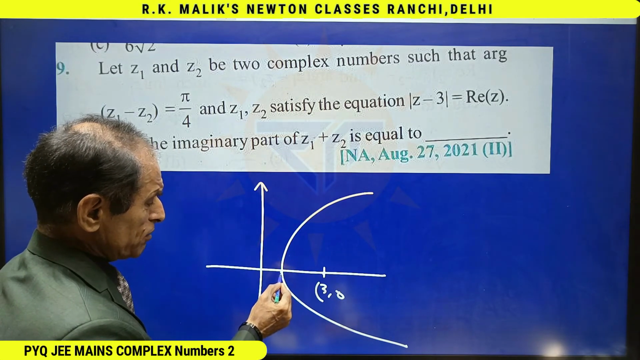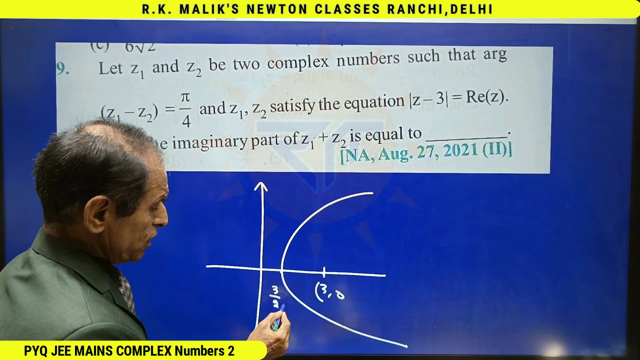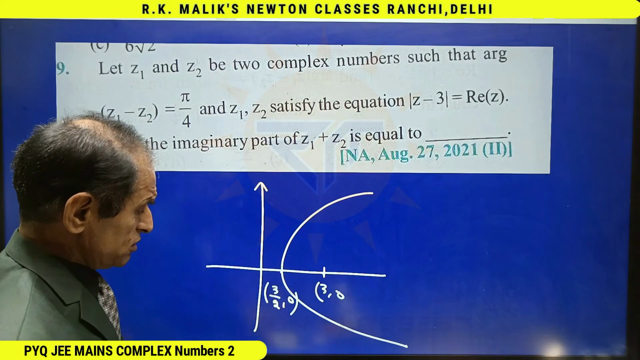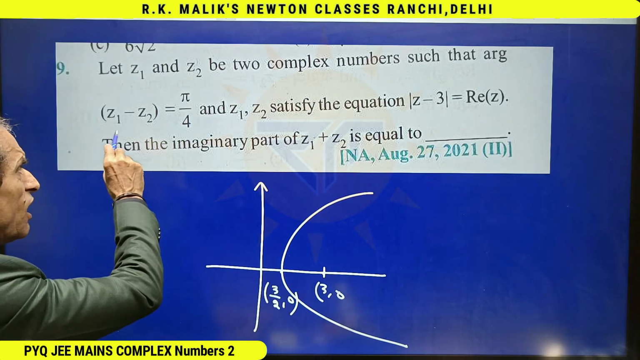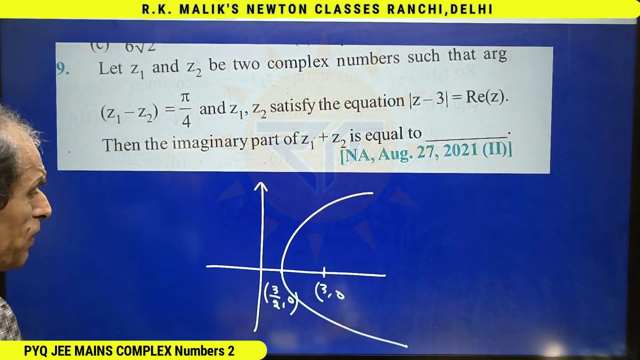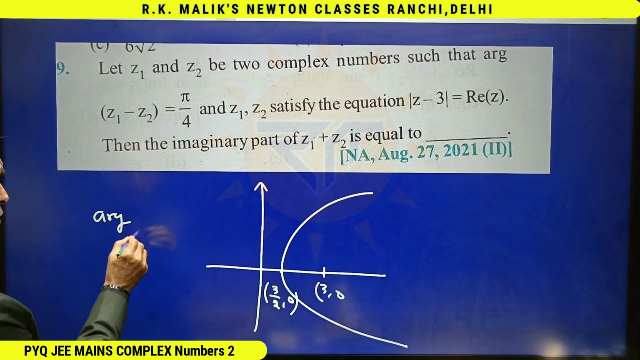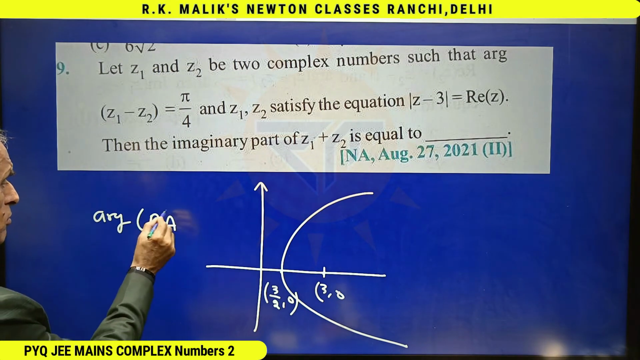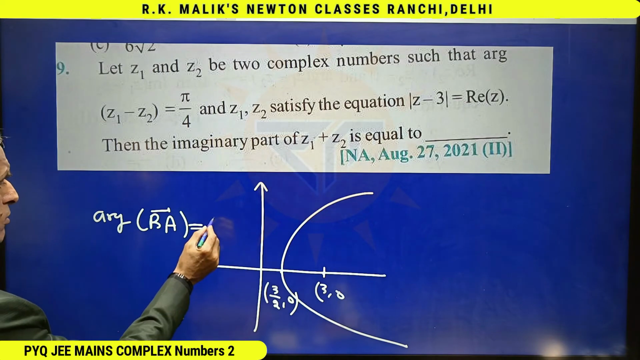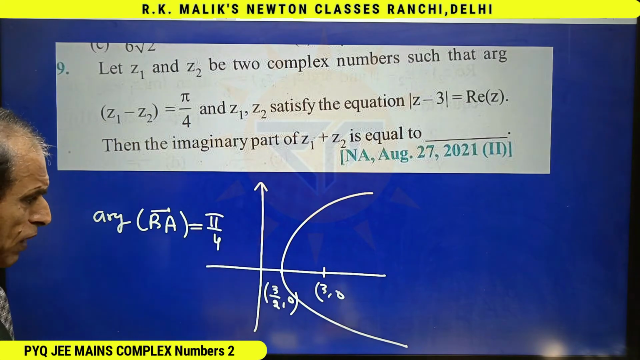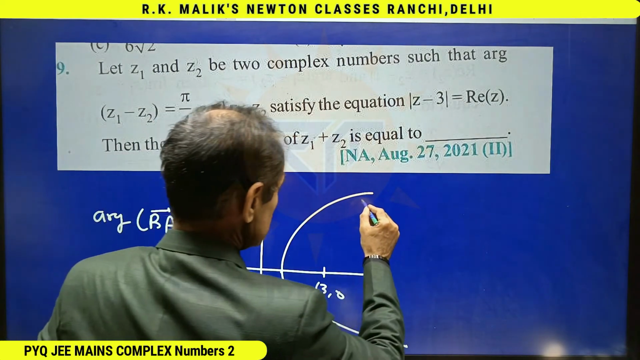That is, this point will become 3/2 comma 0. And argument of z1 minus z2 is pi/4. That is, argument of vector BA is pi/4.